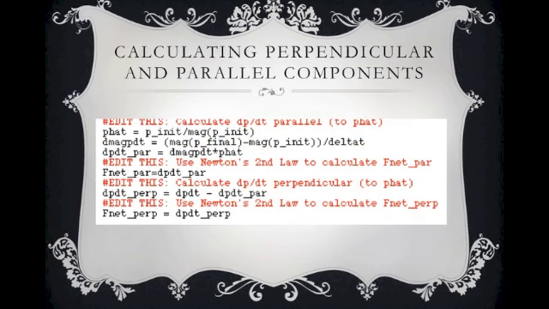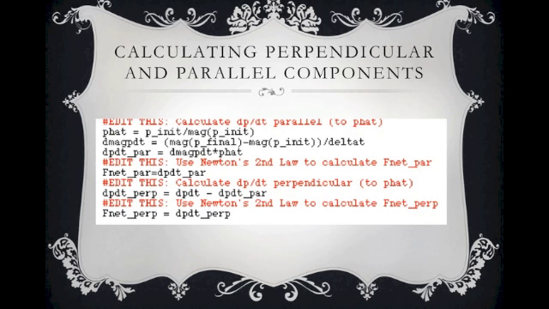Now that we have written the code to determine what dp dt is equivalent to, we can find the perpendicular components of dp dt and Fnet. The first block of code is focused on dp dt parallel. To calculate this vector, we need the unit vector p hat as well as the magnitude of dp dt. This code is shown here.